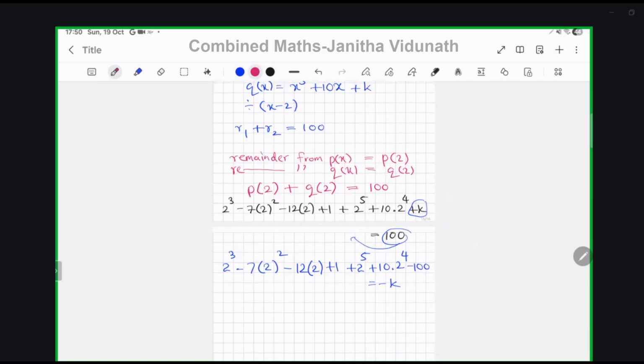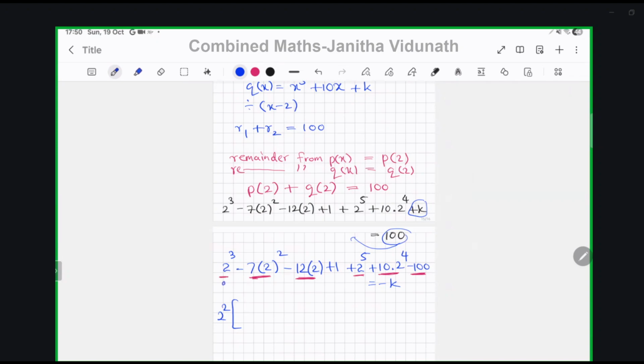Now here we have 2 to the power 2 that we can factor out from this term, and this term, and this term, and this term, and this term, and this term. We can factor out 2 to the power 2 from those terms.